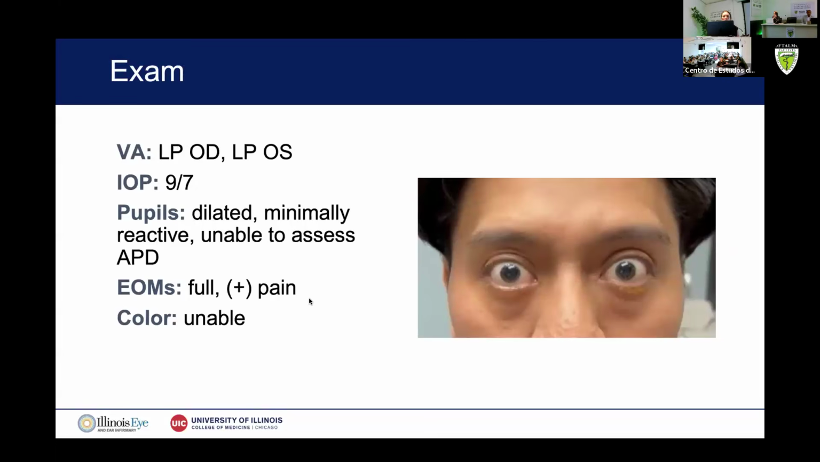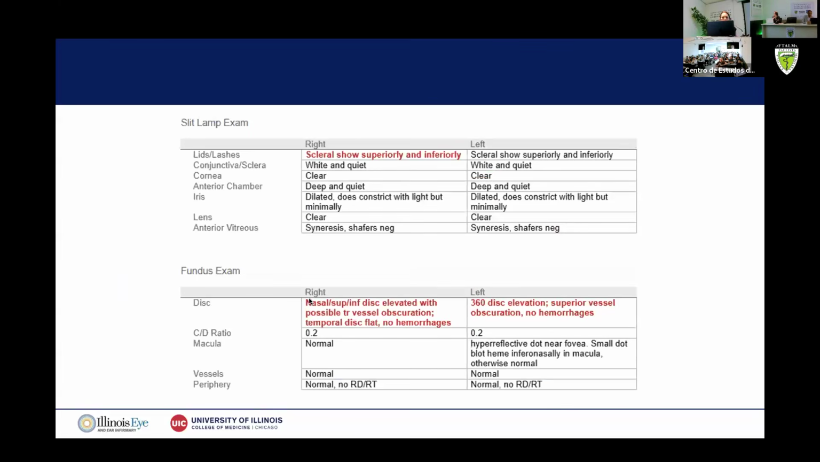On exam, visual acuity was light perception in both eyes. Intraocular pressure was normal. He had these dilated, minimally reactive pupils, which made assessing for an APD very challenging. EOMs were full, but he endorsed that pain. Color, he wasn't able to see the test plate. The exam was notable for some scleral show, inferiorly and superiorly, and disc edema with mild vessel obscuration in both eyes without vitreous hemorrhages. Otherwise, his exam was normal.